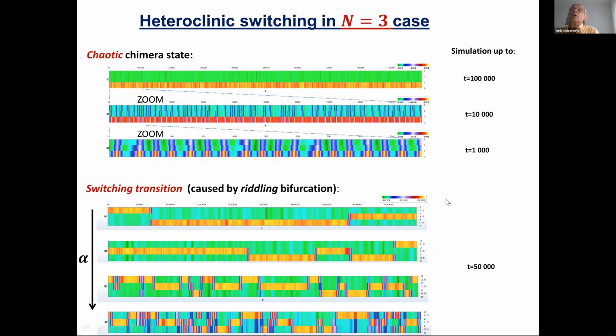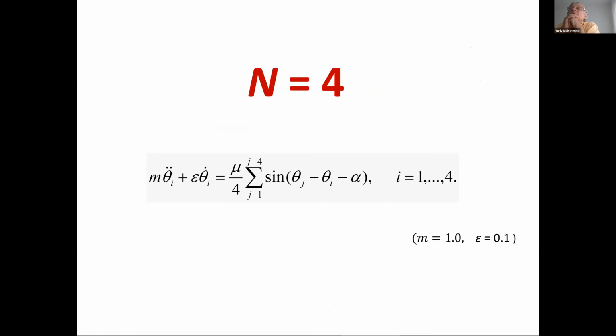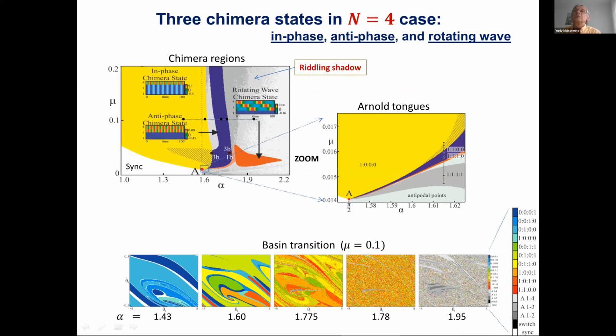Then let's go to n equals 4. n equals 4 is a popular network, considered by many people, but mostly in the case when we have two groups, 2 plus 2. Our situation is completely symmetric. There are 4 globally, symmetrically coupled elements, and chimeras arise naturally in such a system. And this is the parameter region for the situation there.